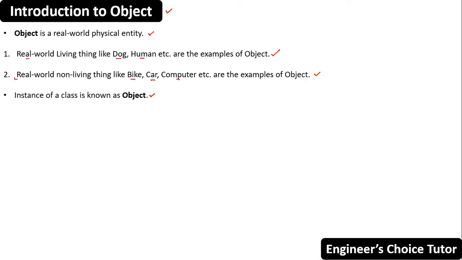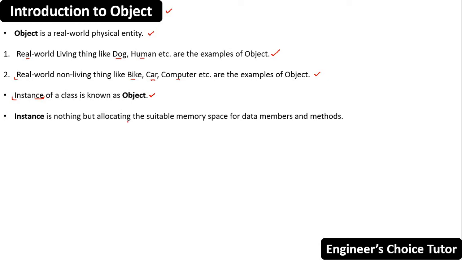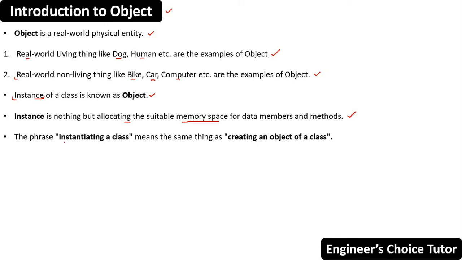Now you might be thinking, what do you mean by instance? Instance is nothing but allocating the suitable memory space for data members and methods. There is one phrase, instantiating a class. It means the same thing as creating an object of a class. Using one class, a programmer can create any number of objects. Remember this point. And every object has three properties.